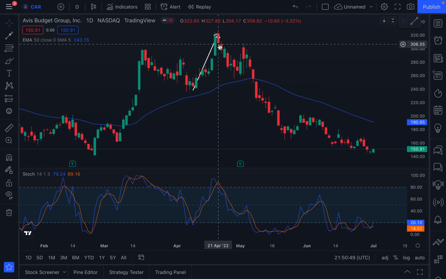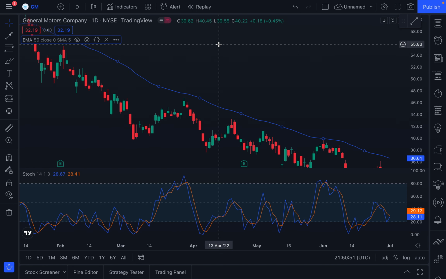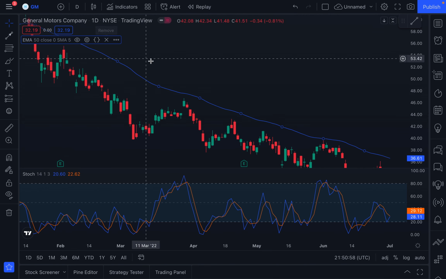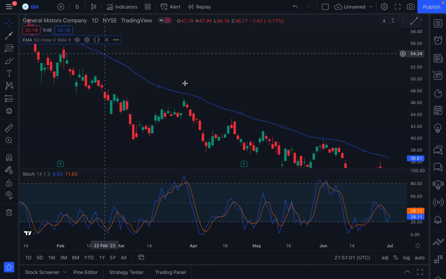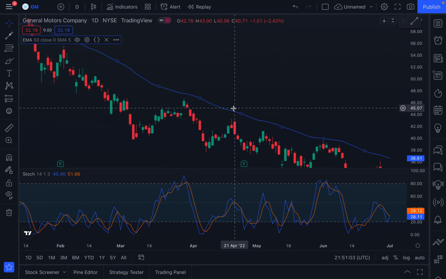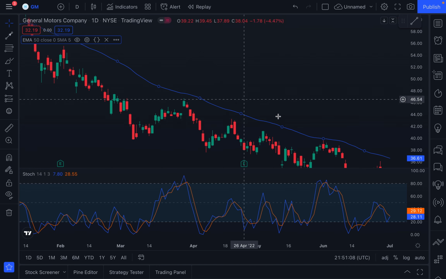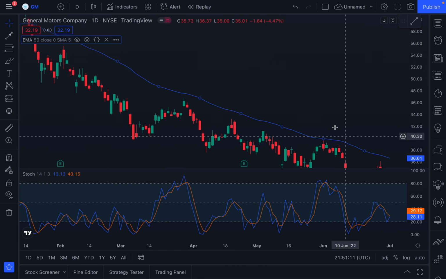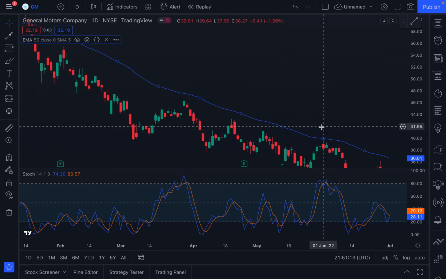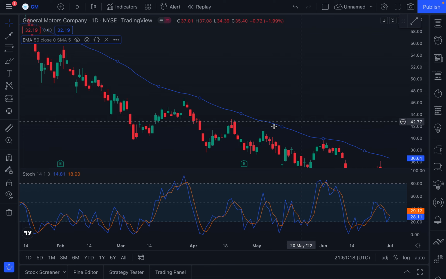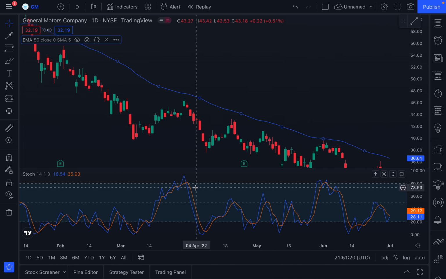Now, let's take a look at a bearish example here. So let me go over here. And this one, we're going to be using General Motors. So GM here. Again, first thing we do, we identify the trend. We have our 50 EMA line. So what trend are we in here? We're in a downtrend. Why? The price is below the 50 EMA line. The 50 EMA line is pointing downwards. So we're in a downtrend. We only want to look for short positions here. That means that for the stochastic indicator, we want to look for overbought conditions so that we can go short.